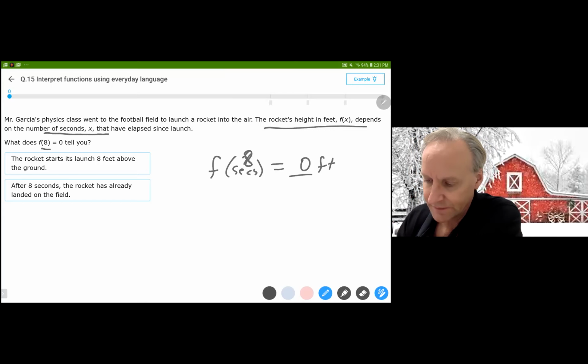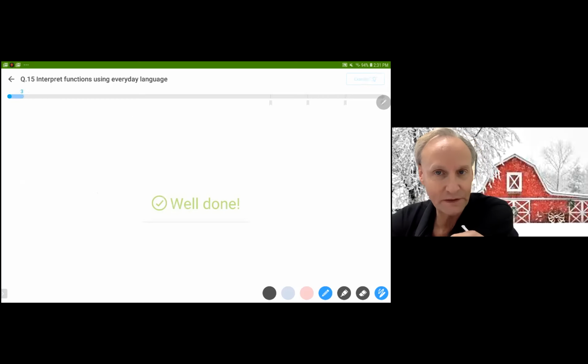The rocket starts its launch 8 feet above the ground. Nope. After 8 seconds, the rocket has already landed on the field. There you go. It doesn't seem possible, but 8 seconds after the launch, apparently it spends 4 seconds going up and 4 seconds coming down, and then it's at 0. So it's already landed on the field.